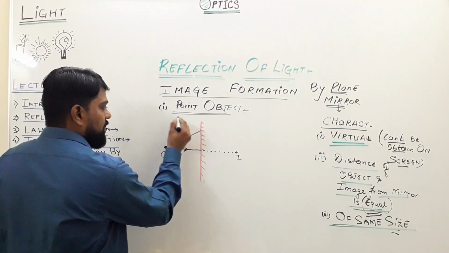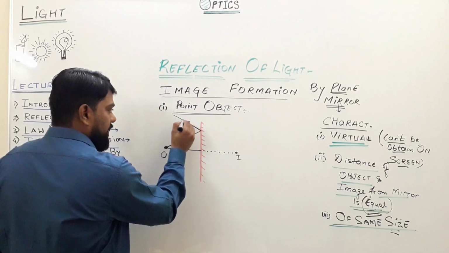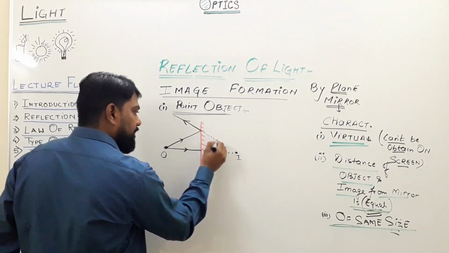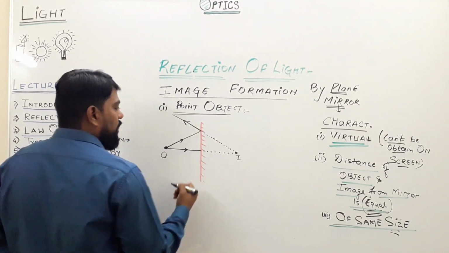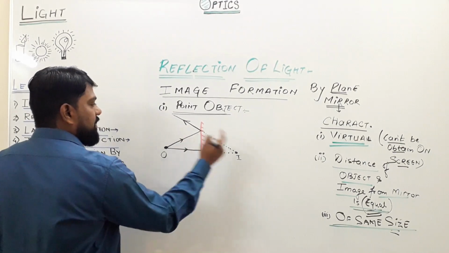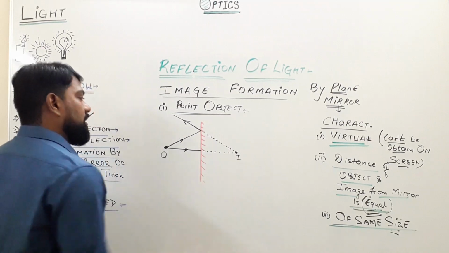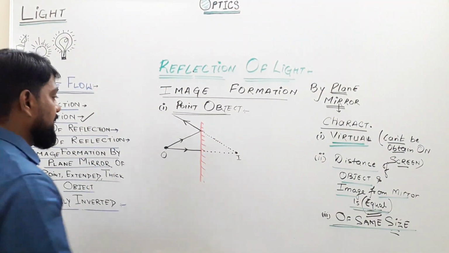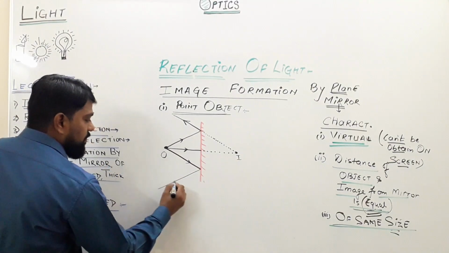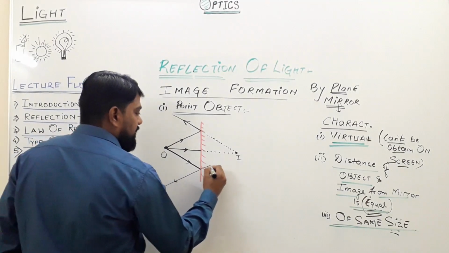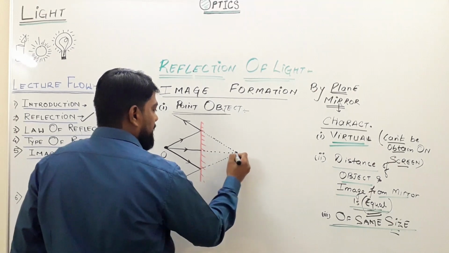How will it form? As you can see here, this will follow the law of reflection. If you are producing it, it will just reach at the same point. So now we can say that these two rays meet at a point. So this is an image of a point object. If you want, you can take one more ray about here. It will follow the law of reflection, and when we are producing it, it will meet at a point where the image will form.